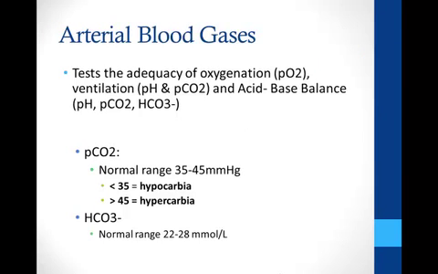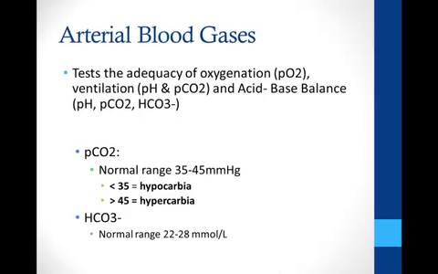Arterial blood gases. This tests the adequacy of oxygenation, PO2, ventilation, pH and PCO2, and acid-base balance, which is pH, PCO2, and HCO3 bicarb. PCO2, the normal range is 35 to 45 millimeters of mercury. If you're under 35, you are hypocarbia. If you're above 45, we consider you hypercarbia. For bicarb, the normal range is 22 to 28.